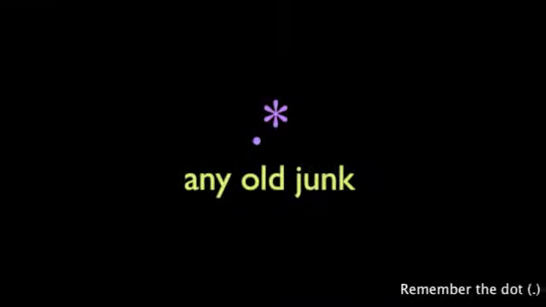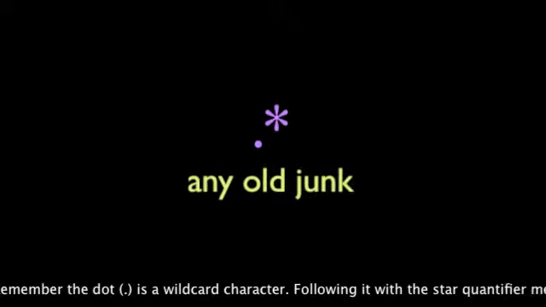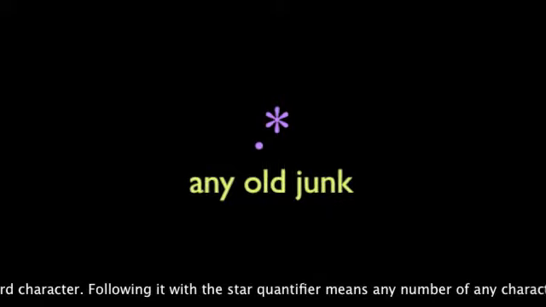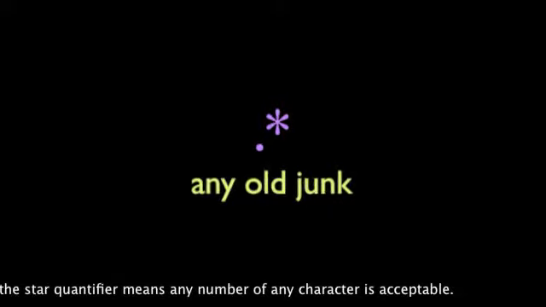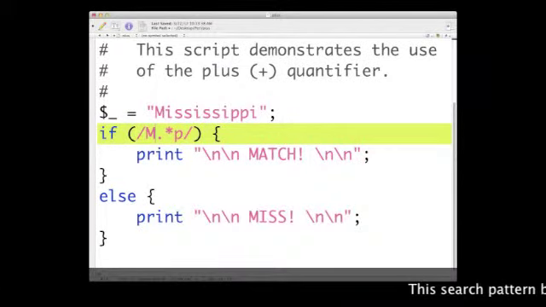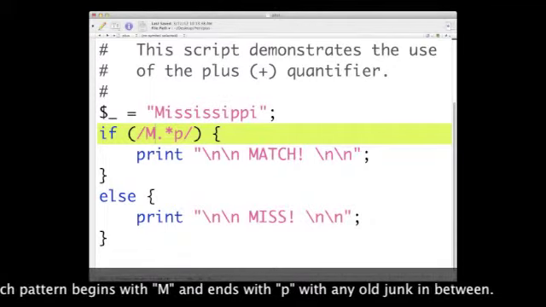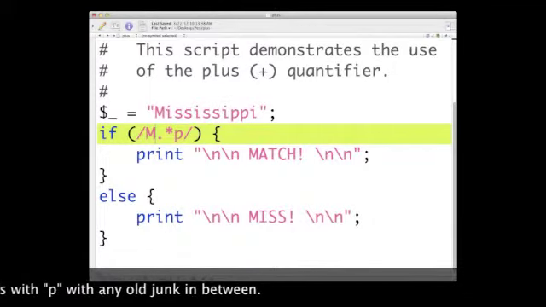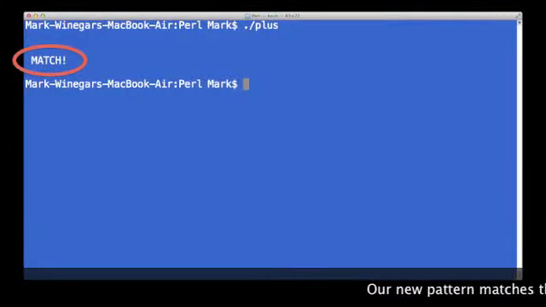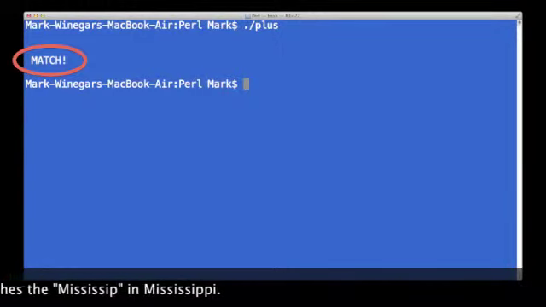Remember, the dot wildcard represented any character. Well, when we follow it with a star quantifier, we can have any character and any number of them. This search pattern begins with a capital M and ends in a lowercase p, but any old chunk can be in between. And we have a match because Mississippi exists within Mississippi.